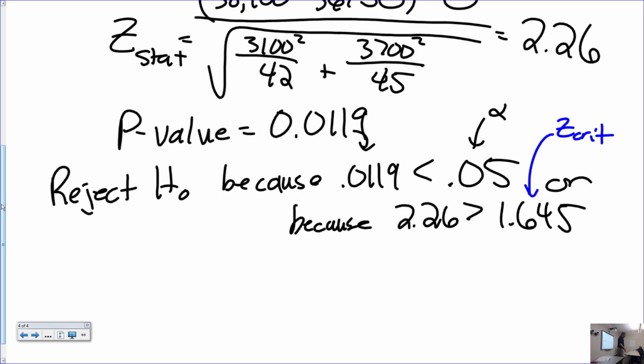All right, not bad. Again, please remember though, if you're doing a two-tailed test, remember to double your p-value when you look it up. Right? Two tails always doubles the p.